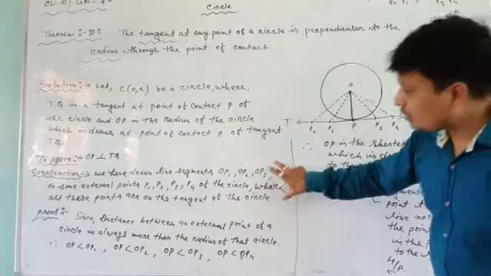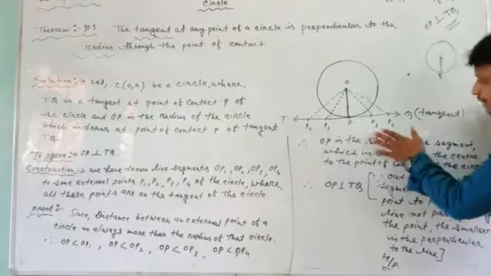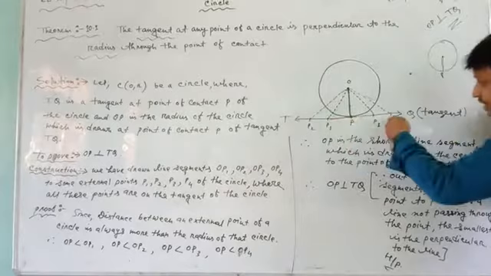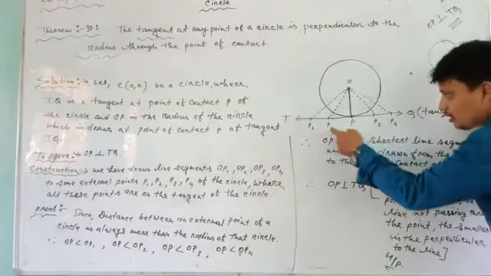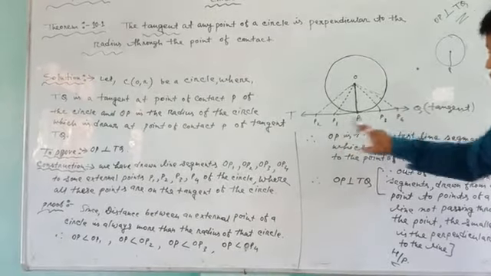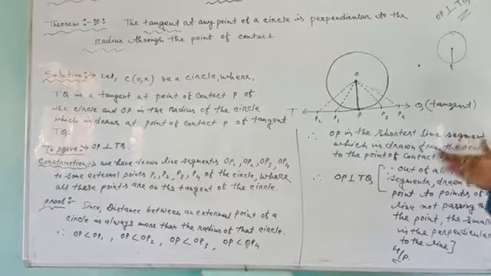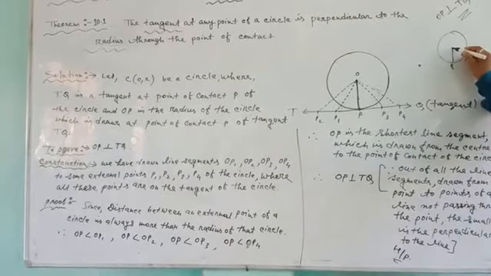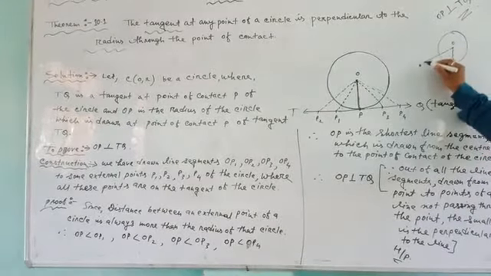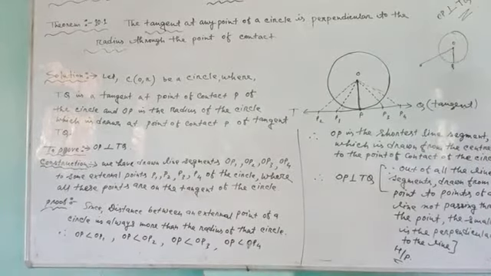Already in the construction part I have mentioned that P1, P2, P3, P4, these 4 points are external, but they are on the line segment. That means it is the tangent, all the points are present on the line. But the thing is, P1, P2, P3, P4 are all external points. So there is one concept, what? The distance between the center and the external point is always more than the radius of the circle.